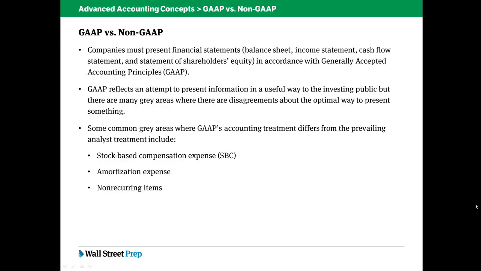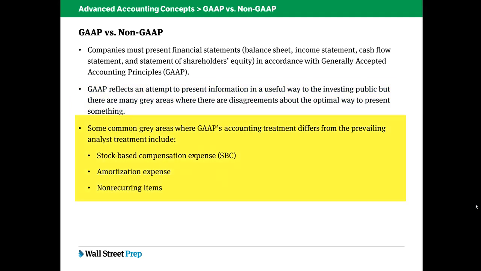In this video, we address GAAP versus non-GAAP presentation of financial statements by companies. Companies must present financial statements like the balance sheet, the income statement, the cash flow statement, and the statement of shareholders' equity in accordance with GAAP. GAAP reflects an attempt to present information in a useful way to the investing public, but there are many gray areas where there are disagreements about the optimal way to present something.